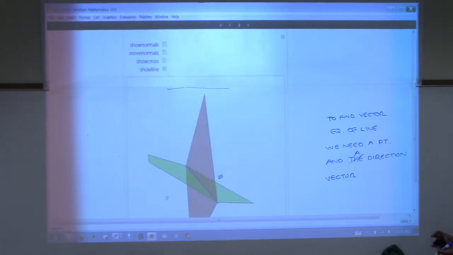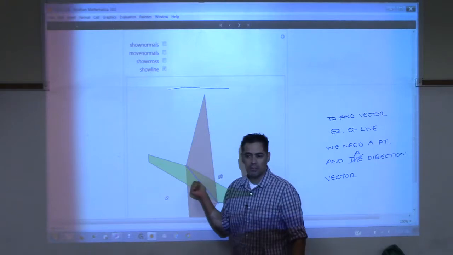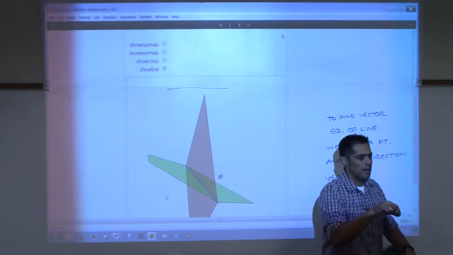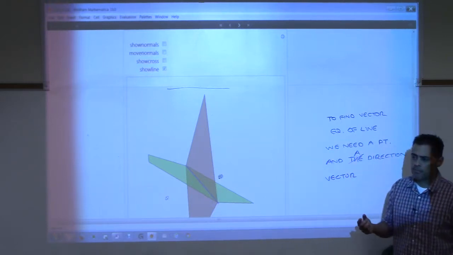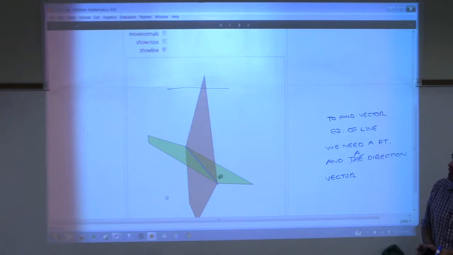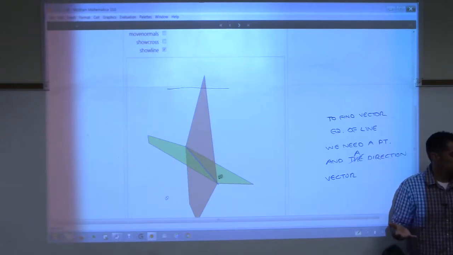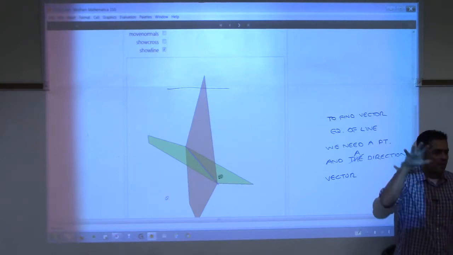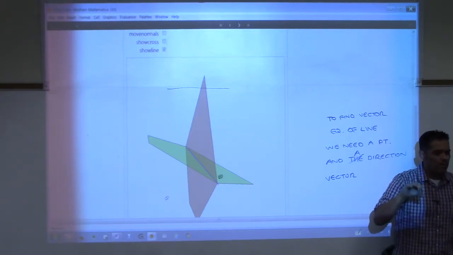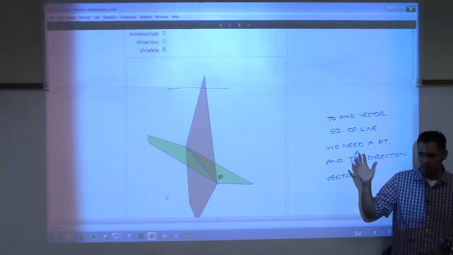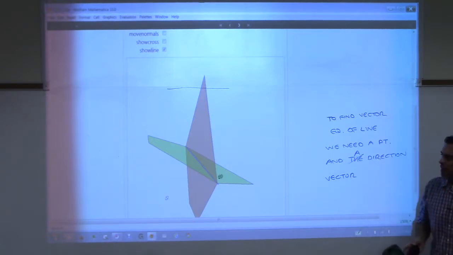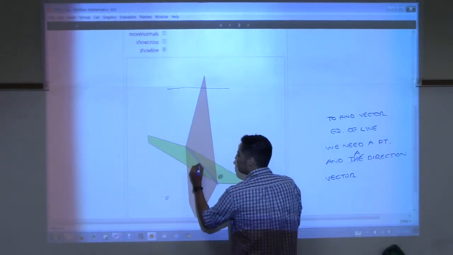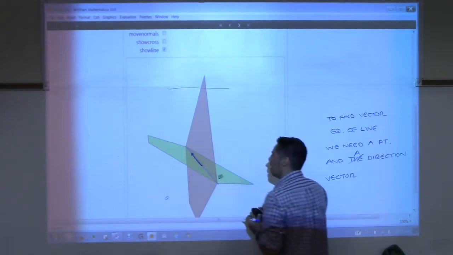How hard do you think it'll be for you to find a point of intersection? How hard do you think it'll be to find a point where the planes hit each other? Each plane has an equation, right? All you'd have to do is find an x, a y, and a z that satisfy both at the same time. And we'll be able to do that pretty easily, as I'll show you in a demonstration. But the question is, how do we get the direction of this line? How are we going to get a vector that points in that direction?